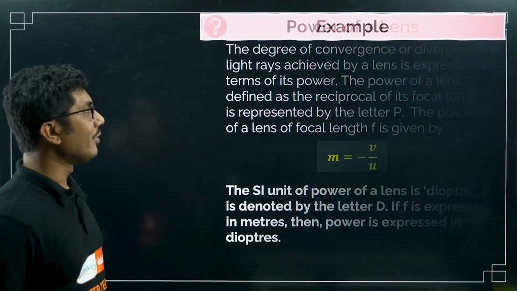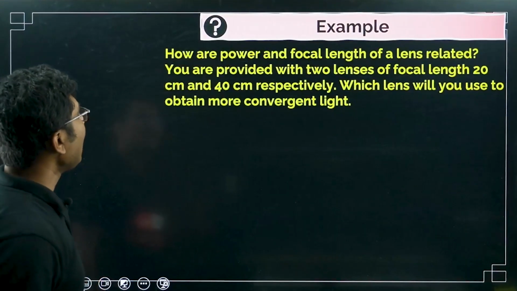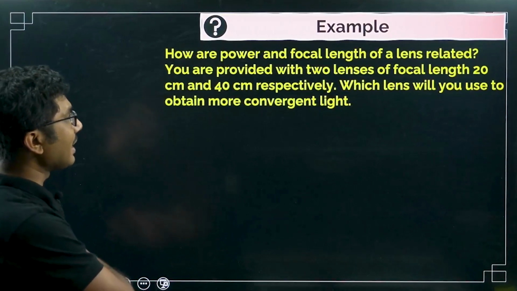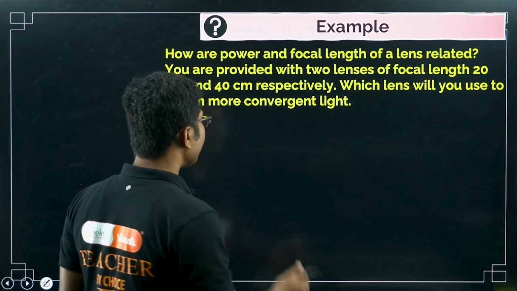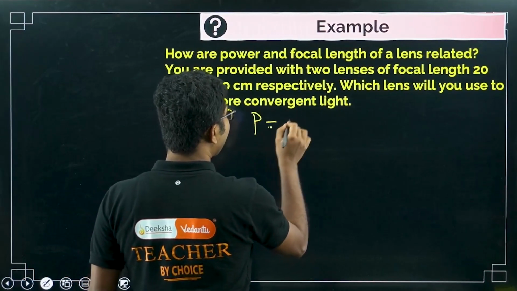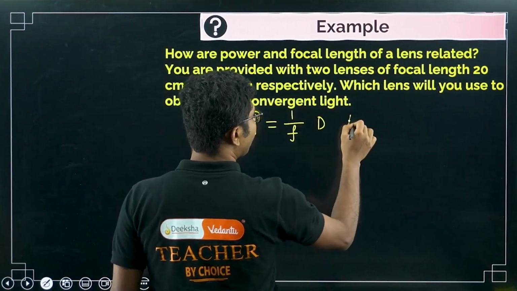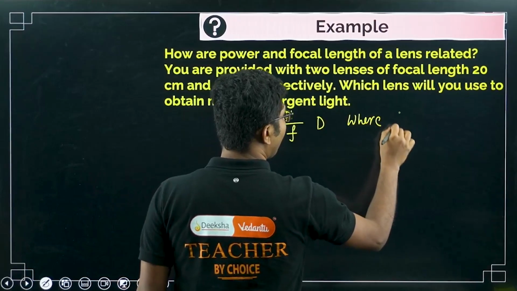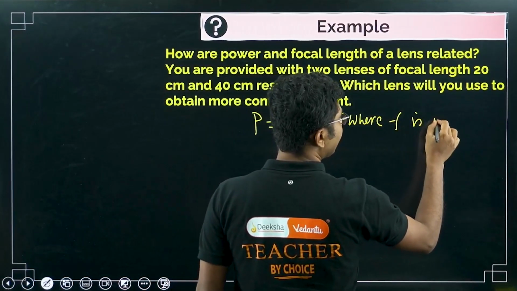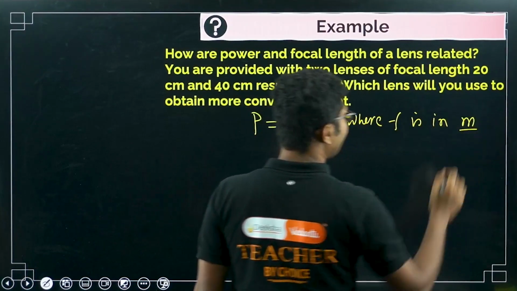We will see within one example. What is the example? How are power and focal length of a lens related? So we know that power and focal length are related by f is equal to 1 by p, that is, p is equal to 1 by f diopter, where f is in meters.